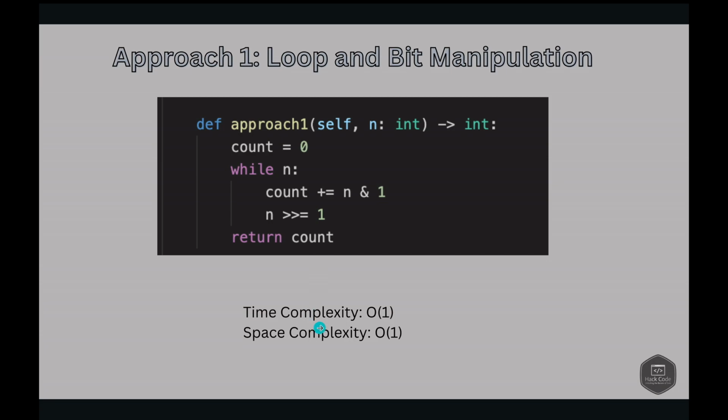So here the time complexity is O of 1. Why O of 1? Because the loop runs a constant 32 times for a 32-bit integer, and the space complexity is O of 1, as we only use a variable to keep the count.